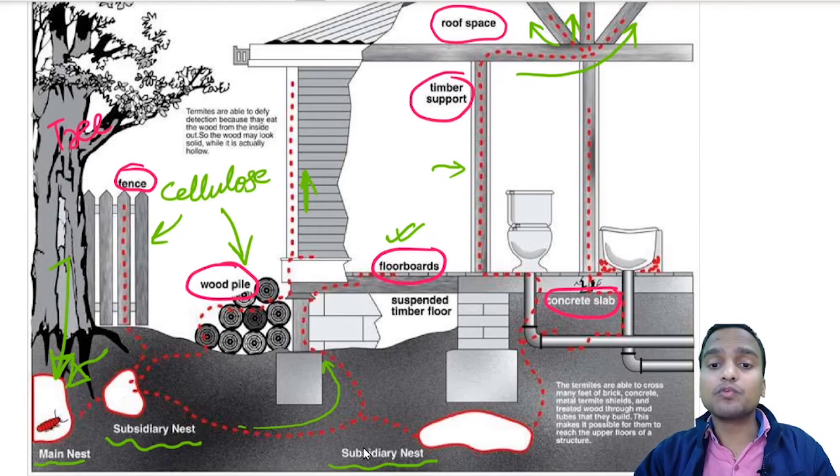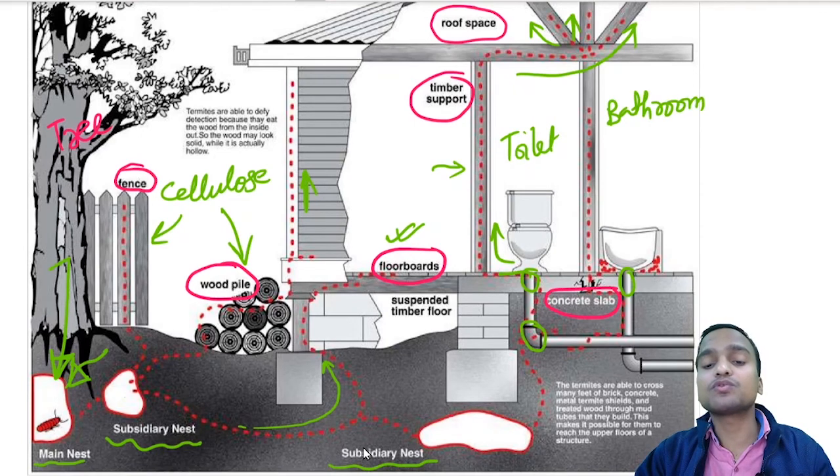And more sources of these termites are the plumbing, drains, or the traps in the bathroom. You see these traps, and through these traps also they may reach our structure. So this is my toilet and this is my bathroom. So there are drainage pipes, or through these traps they can enter the house.